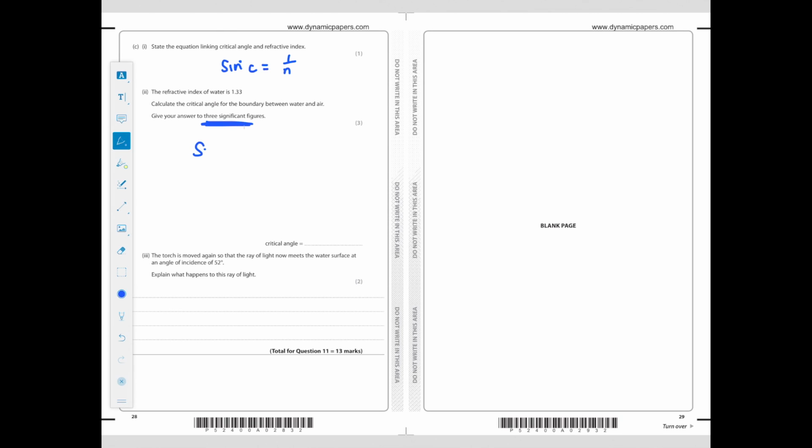Don't forget that. So sin C equals 1 over n. Therefore, sin C equals 1 divided by 1.33. Pop 1 divided by 1.33 into your calculator and then click on the inverse sine function on your calculator to get an answer which, once you've rounded it to 3 sig fig, is 48.8 degrees.